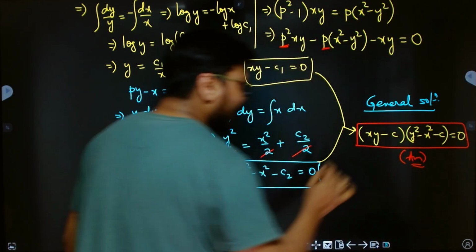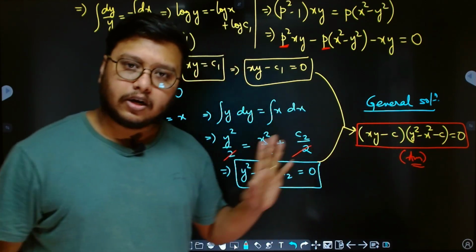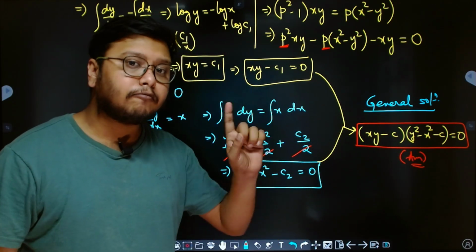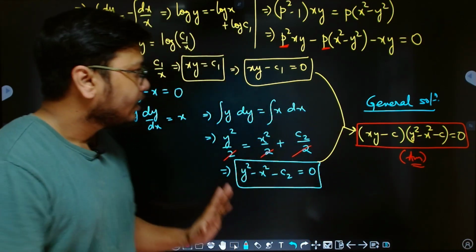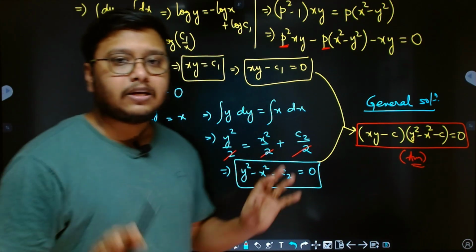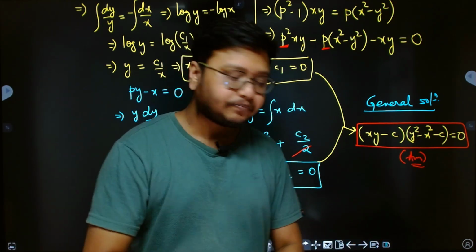So we need to make sure we are replacing the constants with just one single constant, because we are solving a differential equation of first order, so there should be just one constant. So this is how we solve differential equations which are in the form of solvable for p.